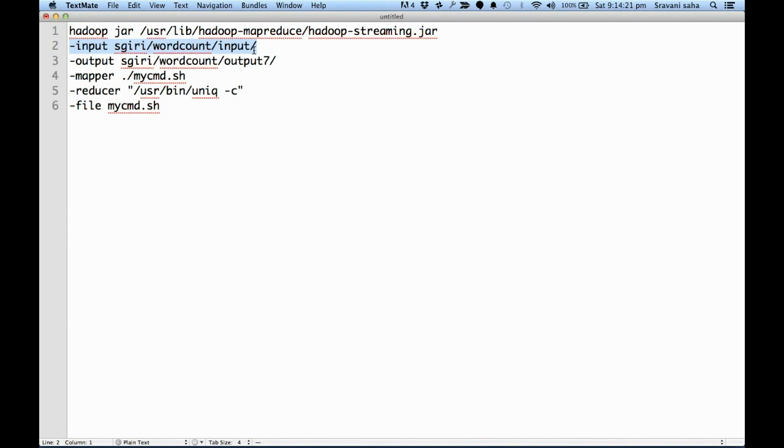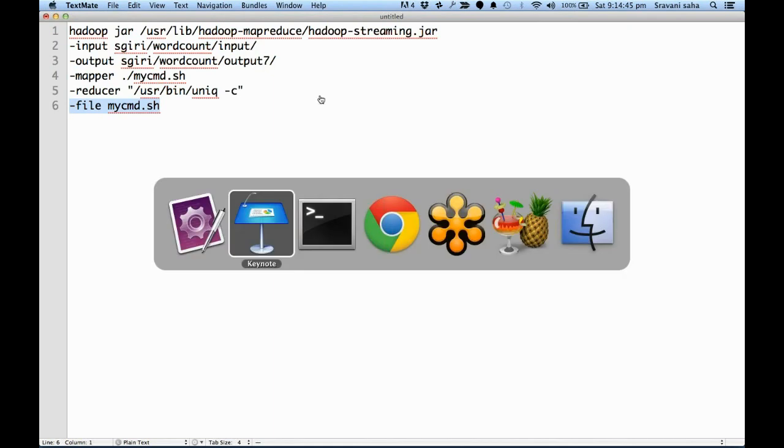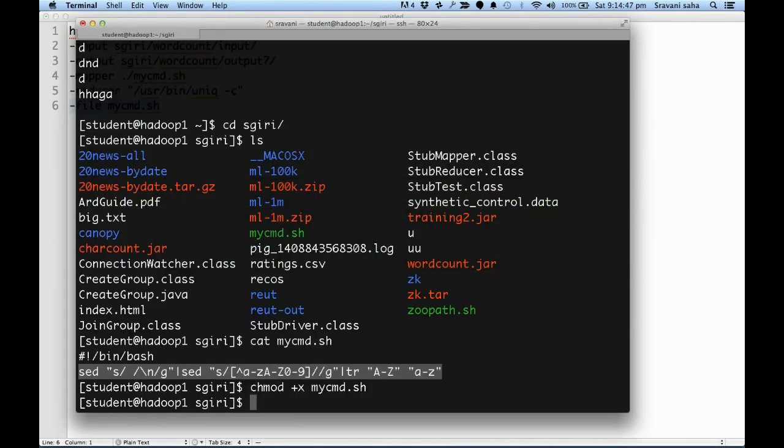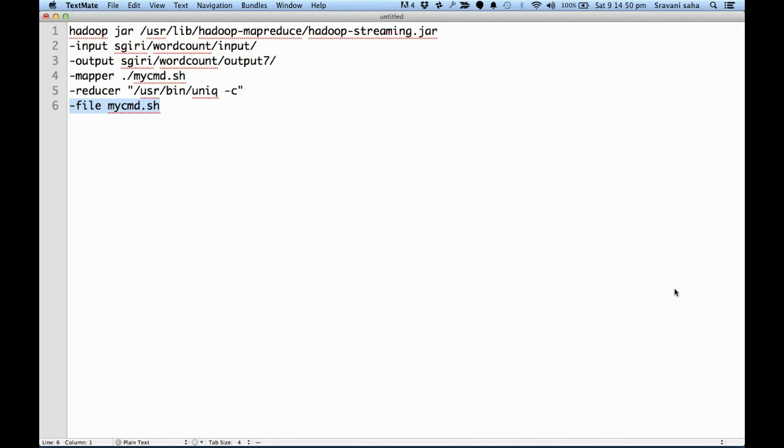Therefore you need to tell Hadoop streaming to make a copy of your command to all the nodes, and therefore the last one. This is a very interesting point, because this is what probably most of us would forget. Say for example your mapper is written in Python, which means all the data nodes should have Python. If one of the data nodes doesn't have Python, then your life is in soup.